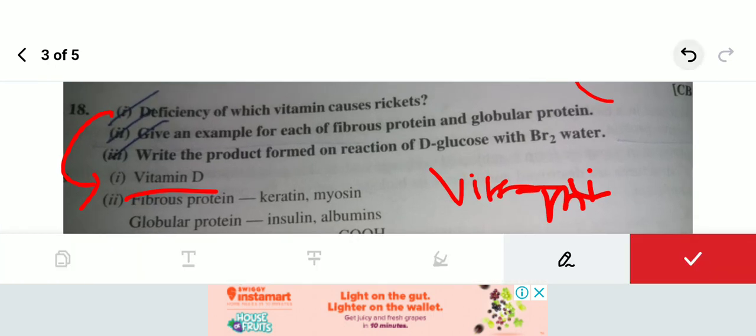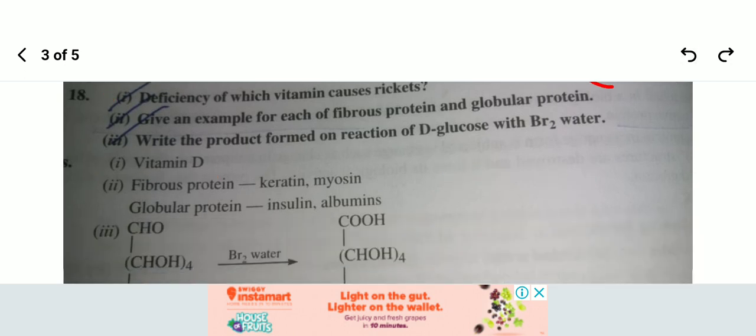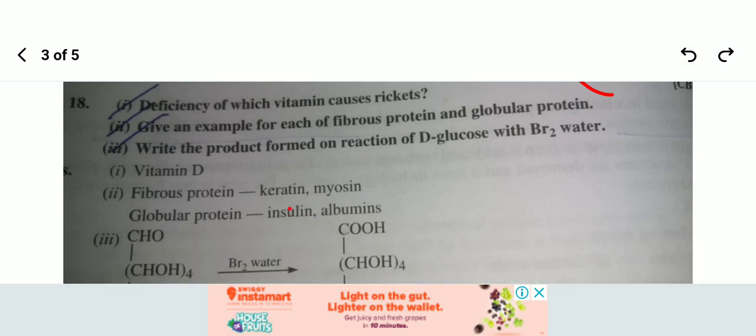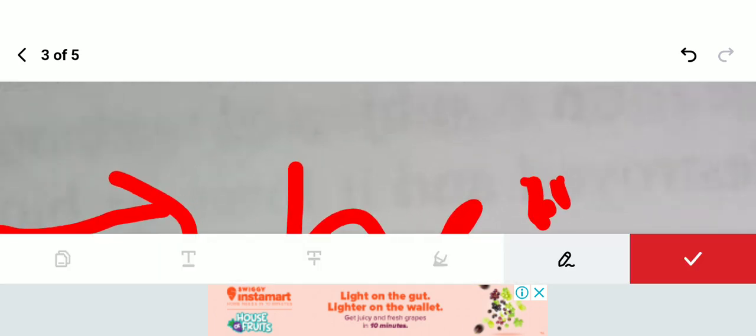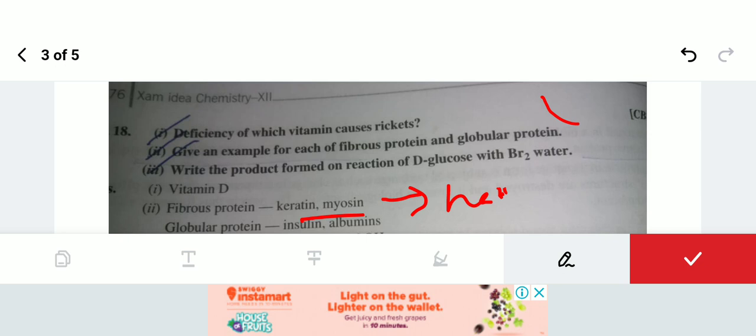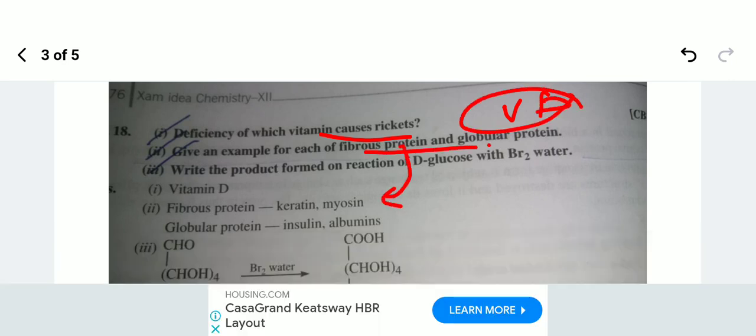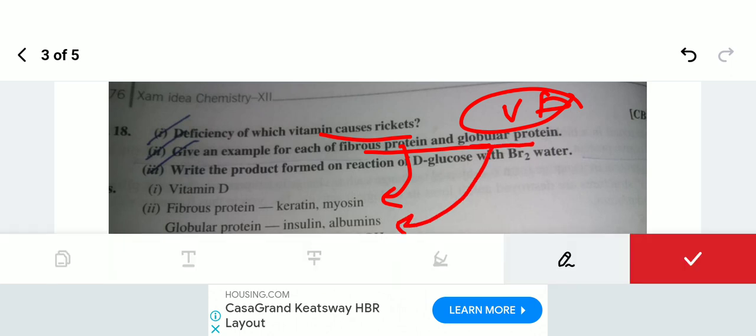Now give an example for each of fibrous protein and globular protein. We have already learned the difference between fibrous protein and globular protein. Fibrous proteins are keratin and myosin; keratin is also present in hair. Globular proteins are albumin and insulin. So the deficiency which causes rickets is vitamin D. The fibrous proteins are myosin and keratin. The globular proteins are albumin and insulin.